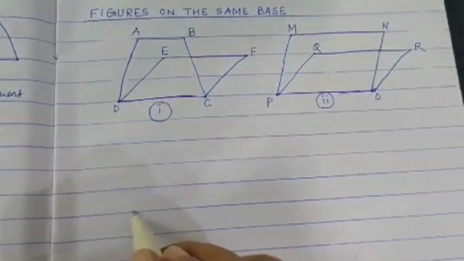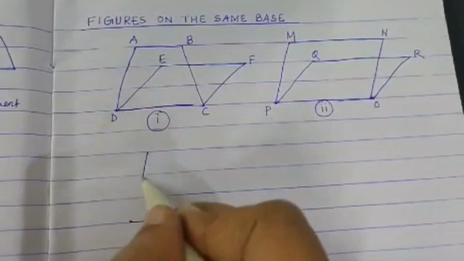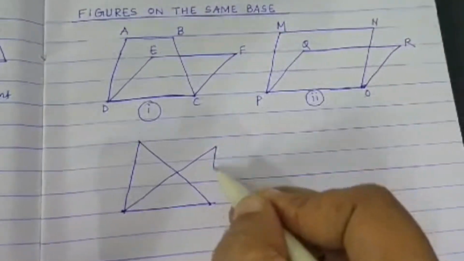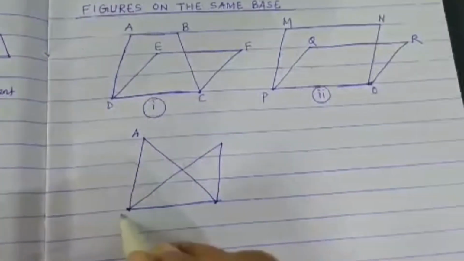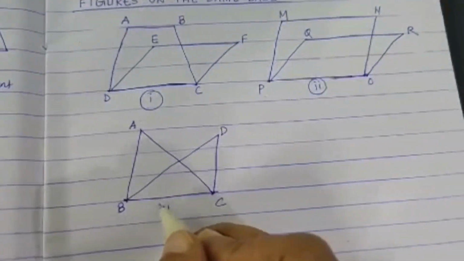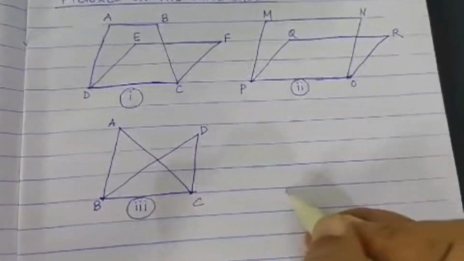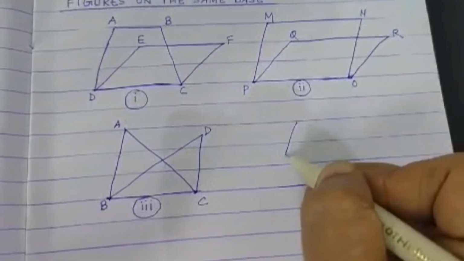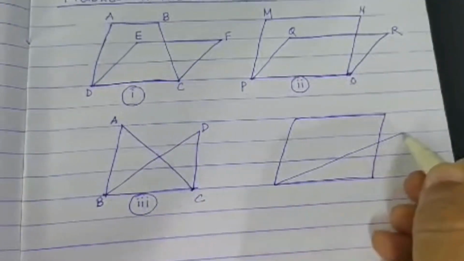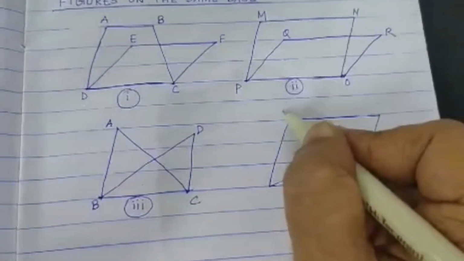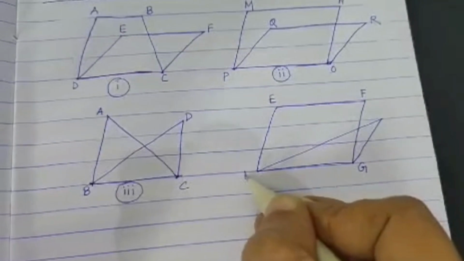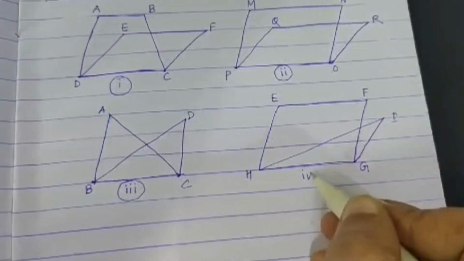Now let us draw figure 3. Figure 3 is a combination of two triangles like this: A, B, C and D. This is figure 3. Let's draw one more combination of one parallelogram and one triangle. Let us suppose this is E, F, G, H and I. This is figure 4.